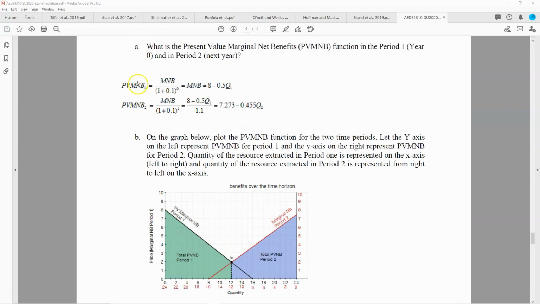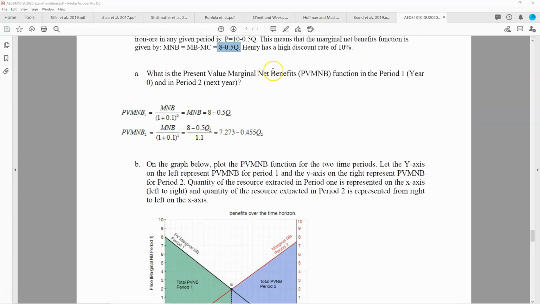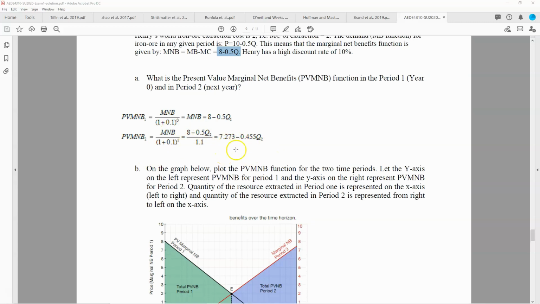For period 1, we don't need to think about the discount rate because we just regard period 1 as the current period. So the present value of marginal net benefit in period 1 should be exactly equal to 8 minus 0.5 times Q1. And for period 2, we need to think about the discount rate, and here is the final present value of marginal net benefit in period 2.